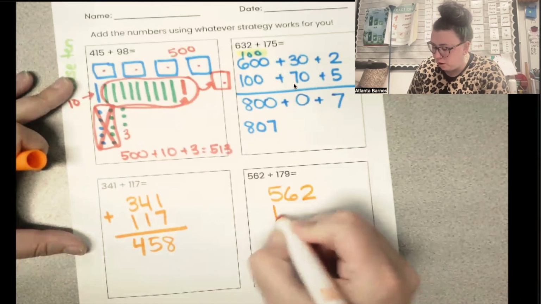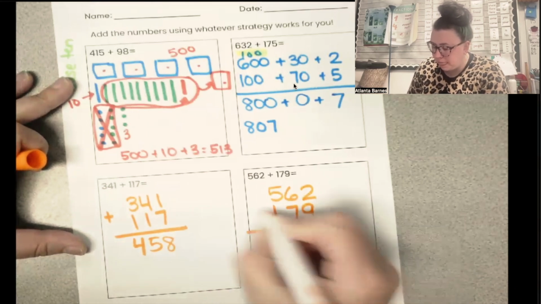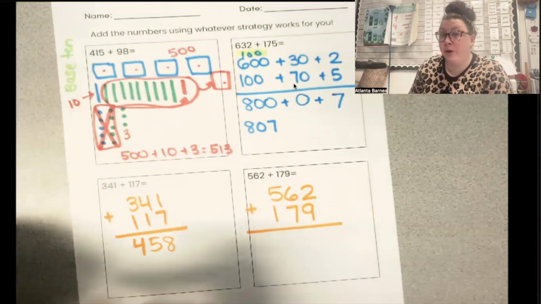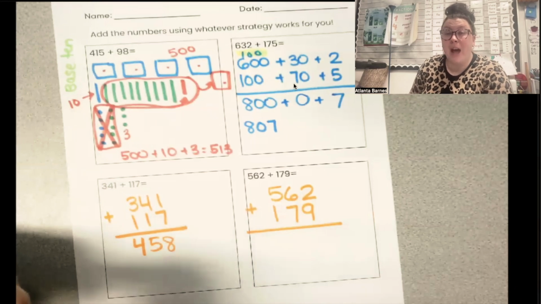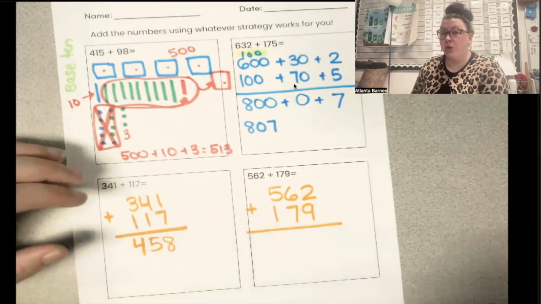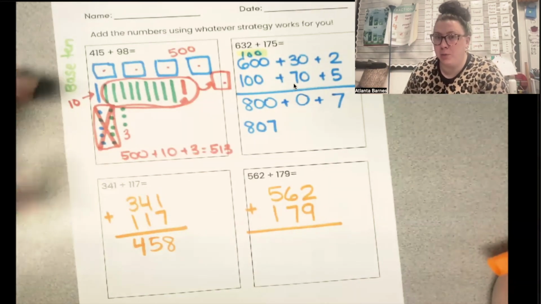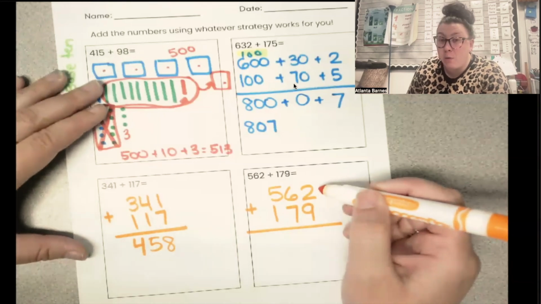562, 179. Miss Barnes is going fast because this is a review for us, right? So I'm just going fast so that we know how to do this and we can replicate it on another problem. So let's look at this one. Now we're going to have to carry.